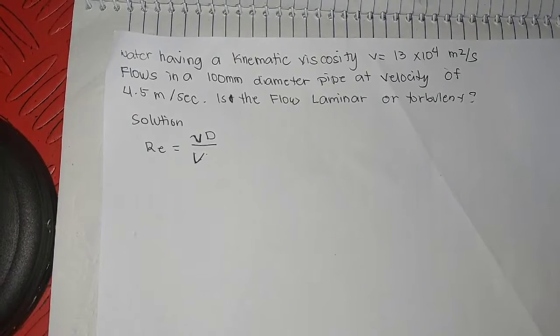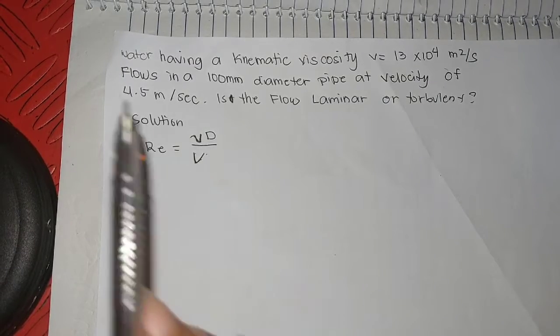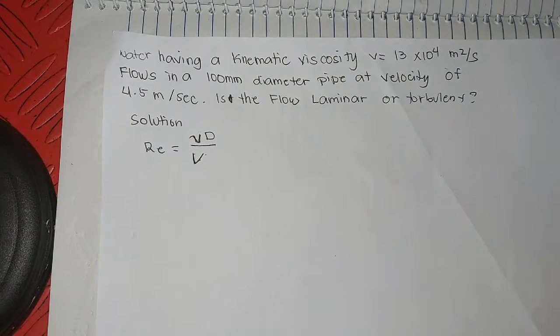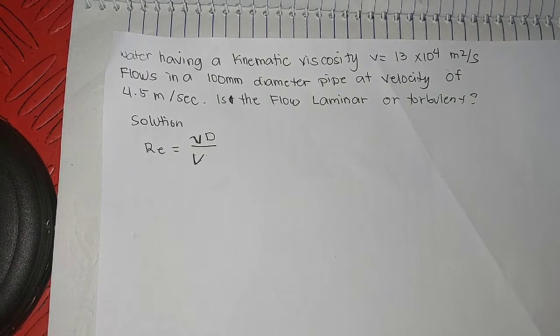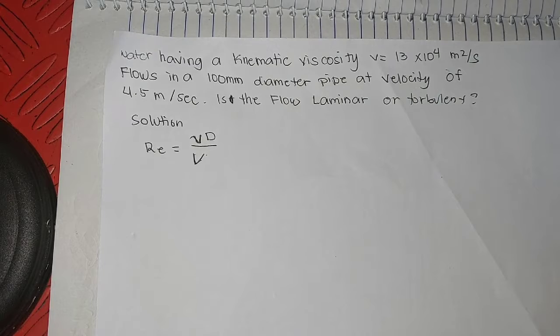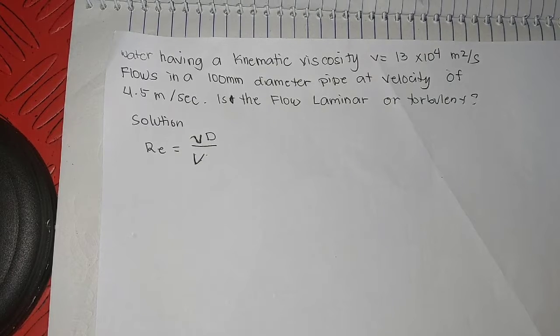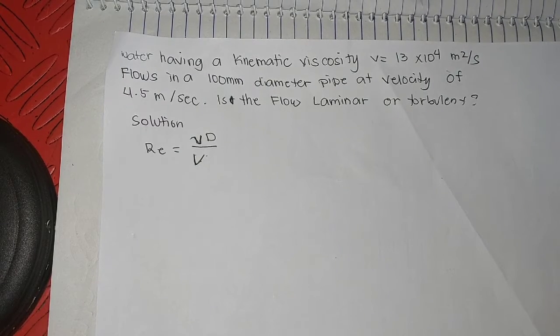Number one problem: if water has a kinematic viscosity of ν equals 1.3 times 10 raised to the power of negative 4 meter squared per second, and flows in a 100 millimeter diameter pipe at a velocity of 4.5 meters per second, is the flow laminar or turbulent? Well, in this problem, we're going to identify whether the flow can be called laminar or turbulent.